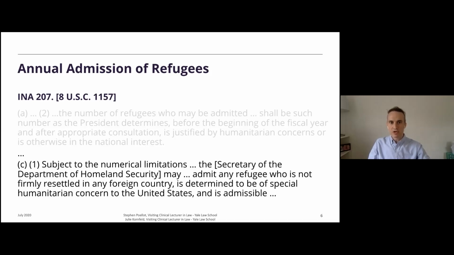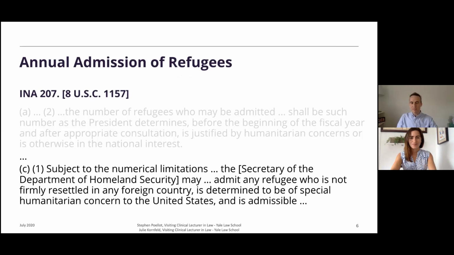So how does a refugee apply for refugee resettlement to the United States? I'm going to hand it over to my colleague, Julie, to walk you through that process.